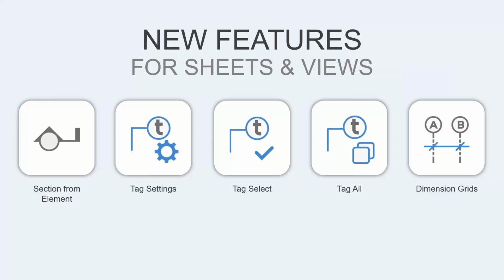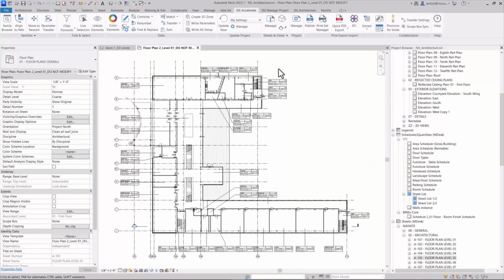Lastly, we'll look at the dimension grids feature, which will allow you to dimension all the grids in the view at the top and left side of the view with one click of a button. So in all of this, we're able to really optimize how we're documenting our views and streamlining that to make it a lot faster and easier. So let's jump into Revit and check it out.